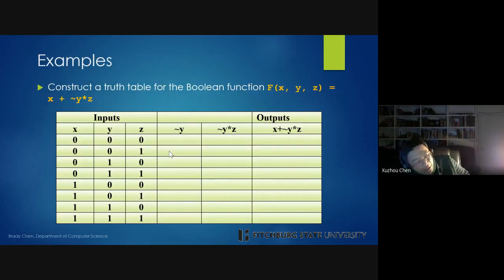Now let's work together on this one. Okay. So suppose f is a function which contains 3 variables, x, y, z. Remember, x, y, and z are binary variables, which means they're going to take only 1 and 0. Okay. So then the operation is x plus tilde y times z. Okay. Now tell me first, which operator is going to be performed first?